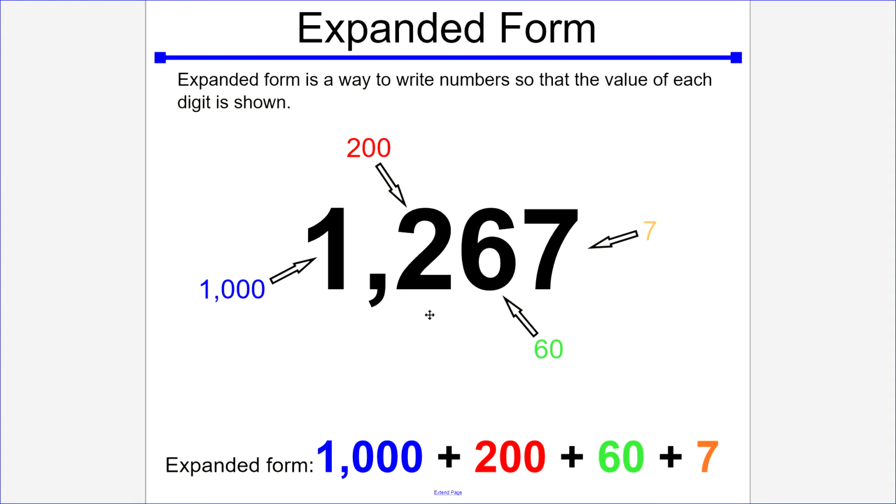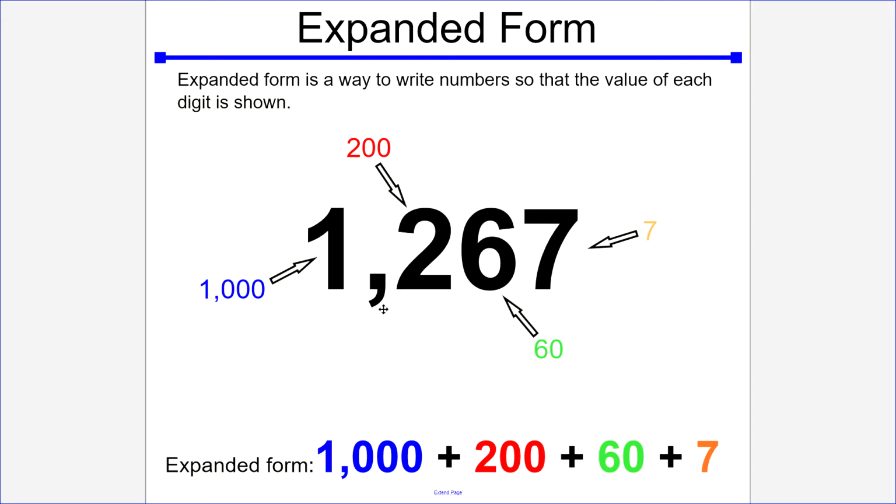The next place value is the hundreds place. There's a 2 in the hundreds place. This 2 has a value of 200 because it's in the hundreds place. Our next place value is the tens place. The digit 6 is in the tens place in this number. The value of this 6 is actually 60 because it's in the tens place. Our final place value is the ones place. The digit in the ones place is a 7. The value of this 7 is 7 because it is in the ones place.